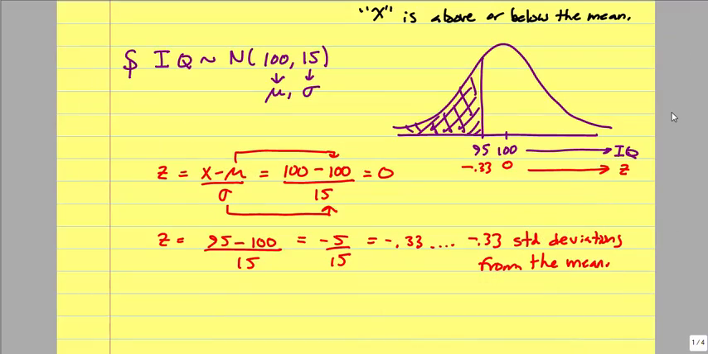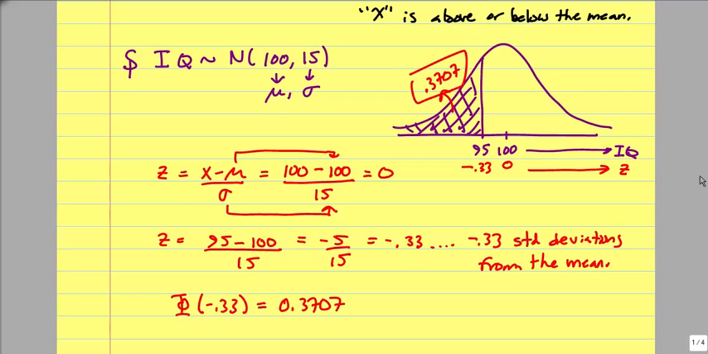Okay, so when I look that up on the table, what that looks like then is phi of negative 0.33 is 0.3707. I'm just going to double check that, make sure. Yep, negative 0.33 is 0.3707. So the area here is 0.3707.